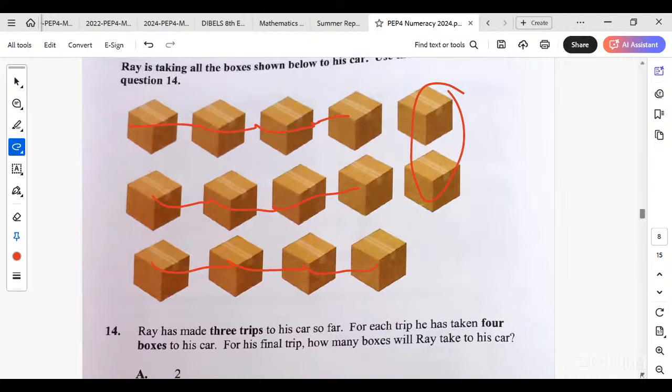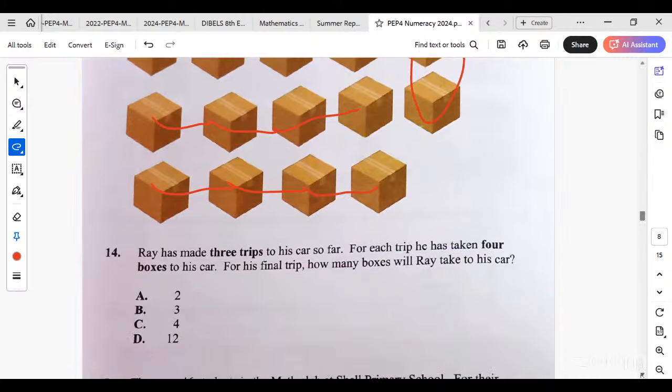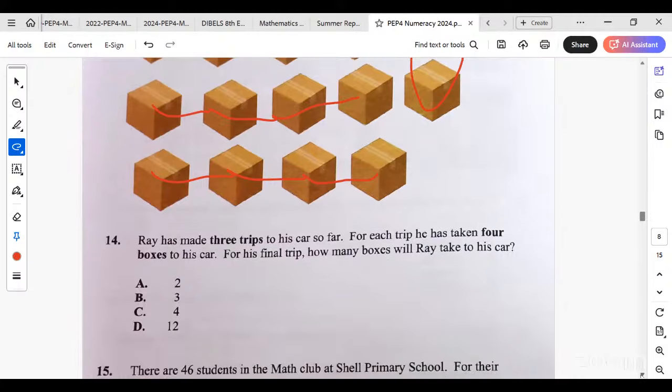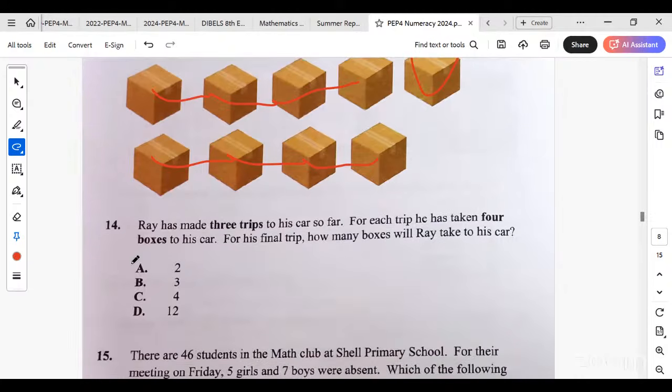So the correct answer for 14, how many boxes will he take for his final trip? The answer is 2. Please pay attention to the questions. He did not ask how many boxes he has taken so far. Make sure you read the questions carefully.